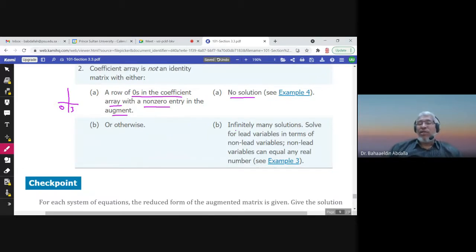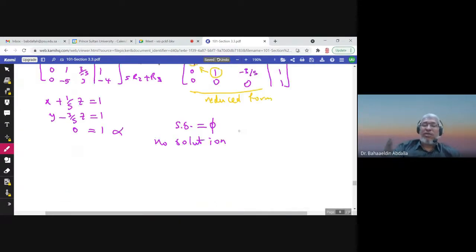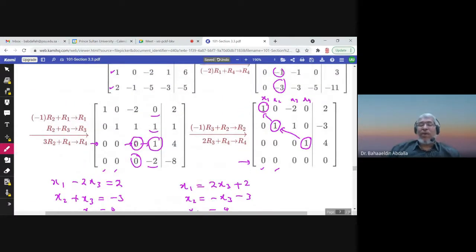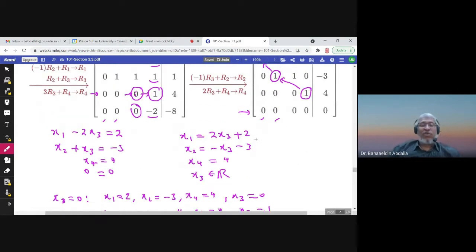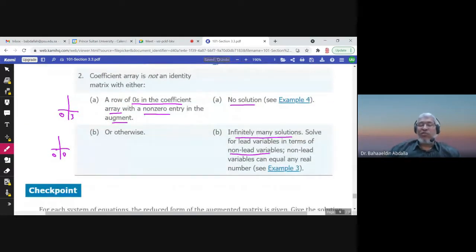While in infinitely many solutions, you will have 0 and 0. Okay, 0, 0. This will give you infinitely many solutions. And there will be a non-lead variable, a variable which is non-lead. So you solve for the lead variables. What are the lead variables? Like here in this question, the lead variables are x1 and x2. You solve for the lead variables. Lead variables have coefficient 1.